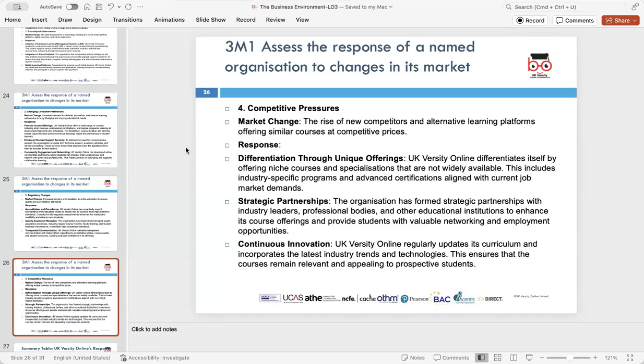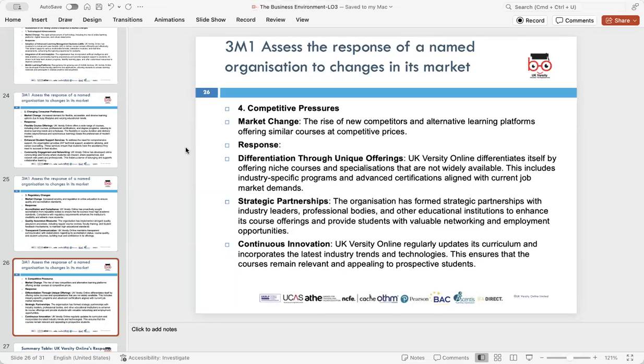Strategic partnerships. UK Versity has formed strategic partnerships with industry leaders, professional bodies, and other educational institutions. These partnerships enhance the course offering and provide students with valuable networking and employment opportunities. Collaborating with well-known organizations adds credibility to the courses and ensures that the curriculum is relevant and up to date with industry standards.